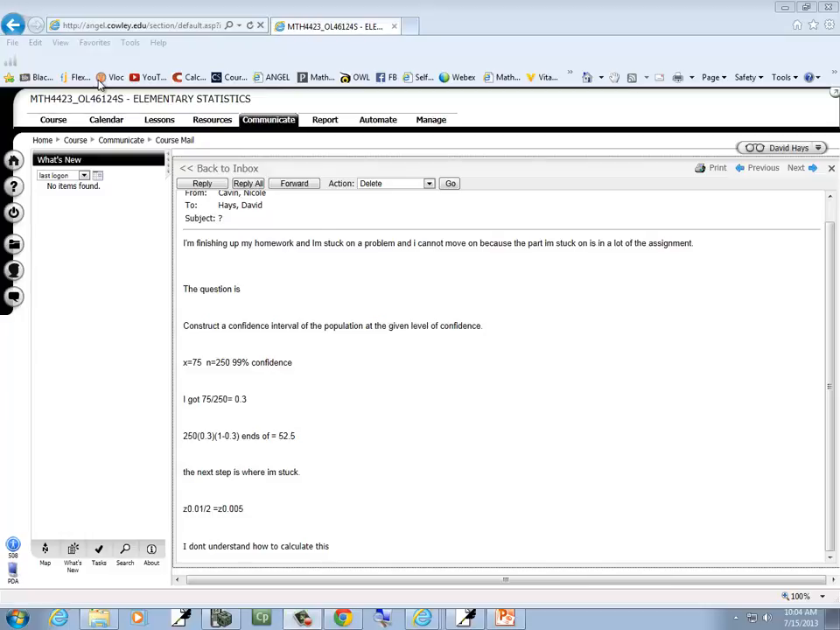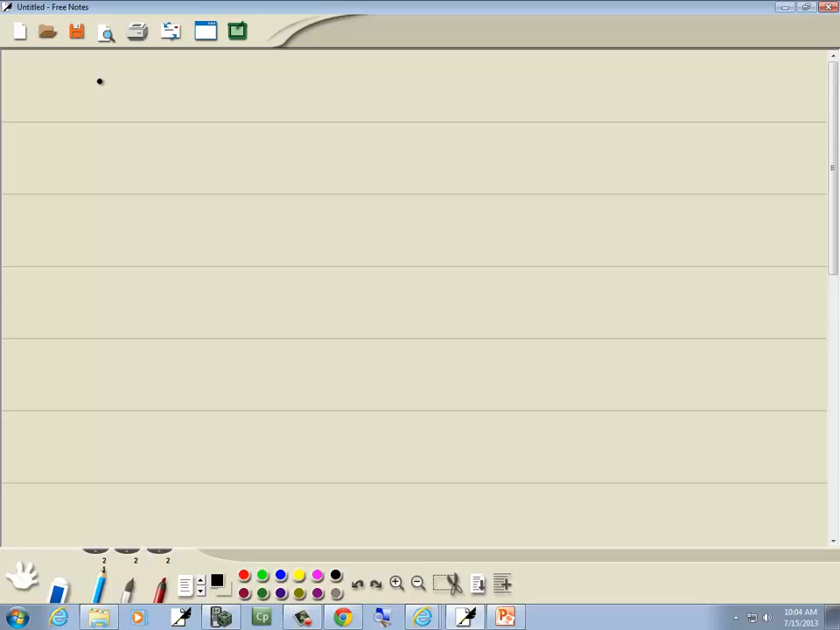Okay. Let's construct a confidence interval of the population proportion at the given level of confidence. They tell us x is equal to 75, n is equal to 250, and 99% confidence. Well, first thing I'll do is do this on a calculator. If you have a TI-83 or TI-84, it's very, very straightforward.